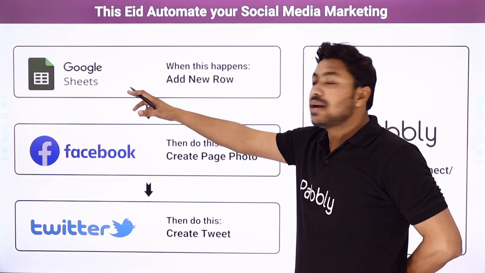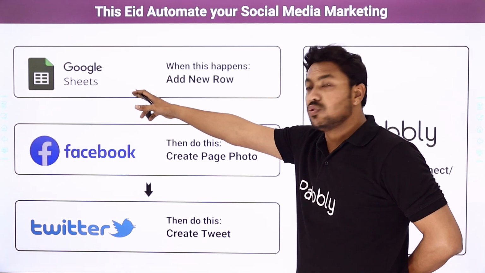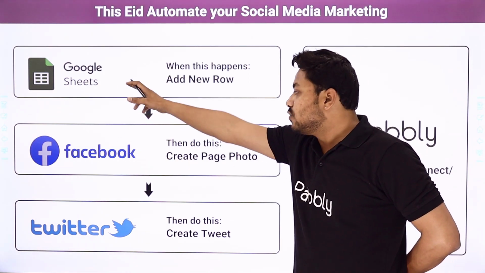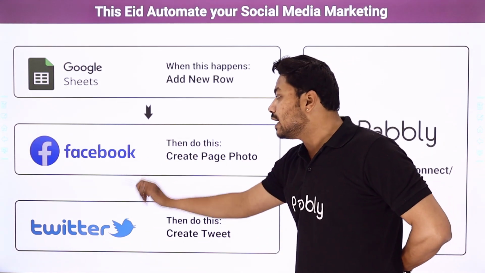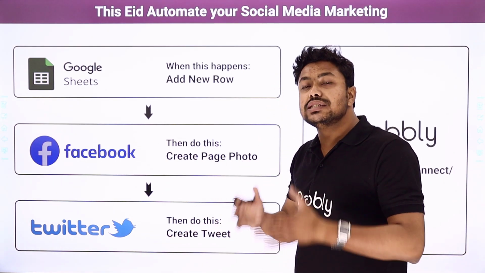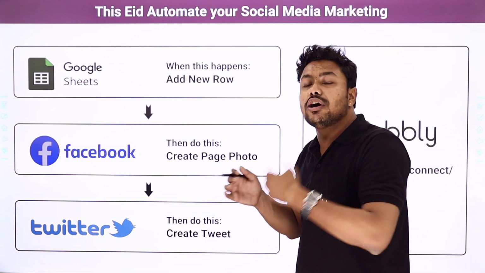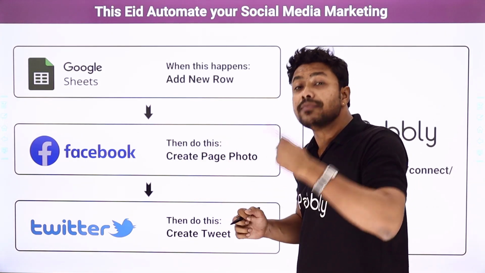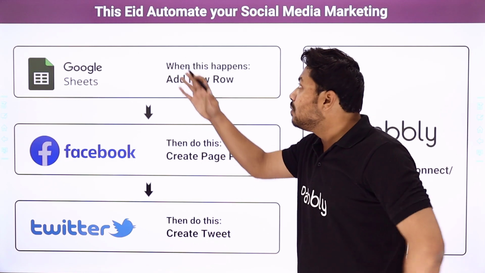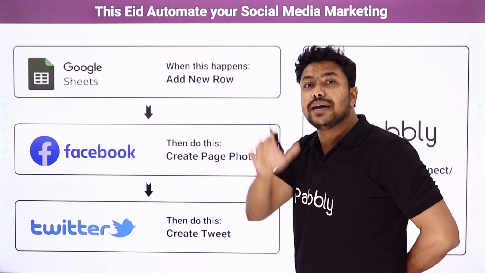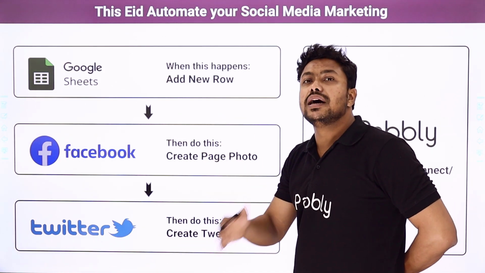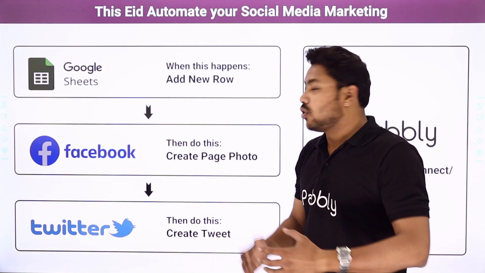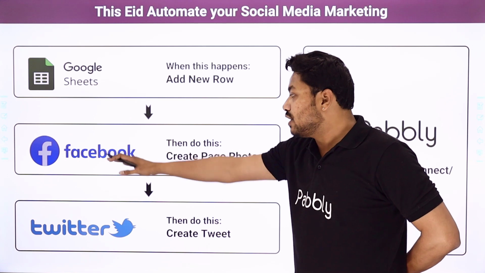Now after that, what I am going to do, I am going to connect this Google Sheets with Facebook as well as Twitter. Now it is not necessary that you only use Facebook and Twitter. There are other applications in our Pabbly Connect account, or in our Pabbly Connect software I should say, where you can automate any social media marketing application like Facebook, Twitter, Instagram, Tumblr, Pinterest and many more. So here I am using two examples of Facebook and Twitter.